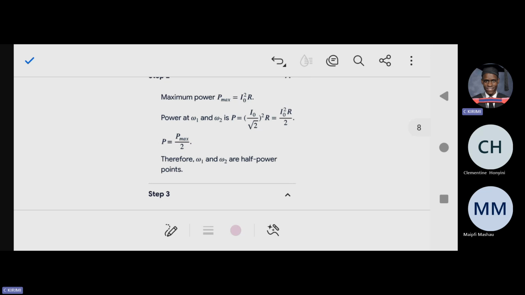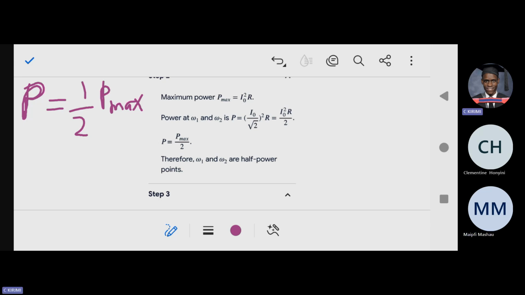All right. For us to have half power points, we have a condition that must be met. For points omega 1 and omega 2 to be half power points, P should be equal to half of P max. This is the condition. For these points to be half power points, P must be equal to half of P max.